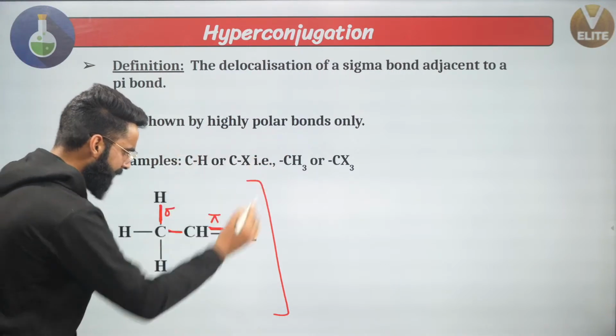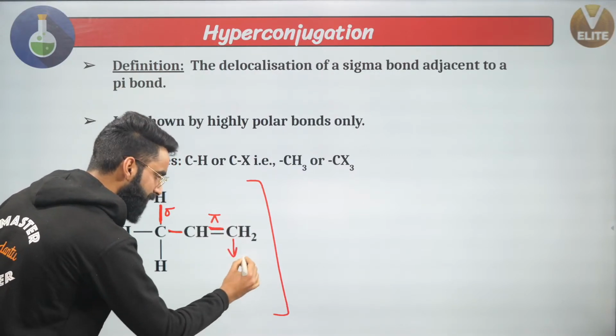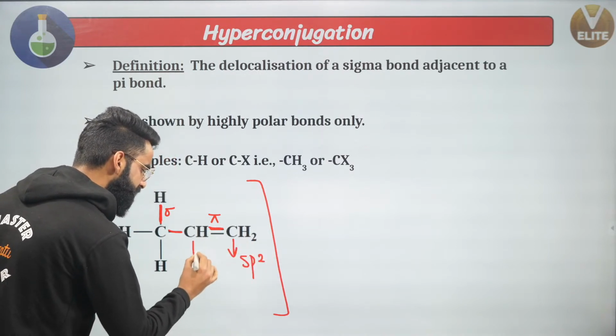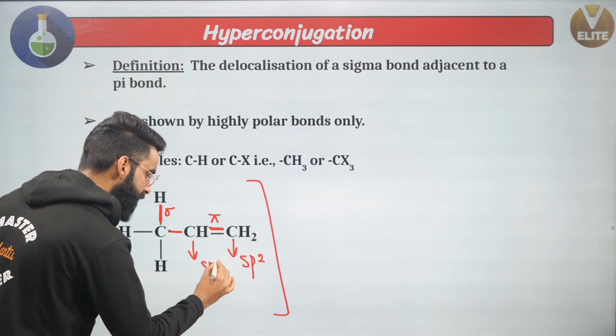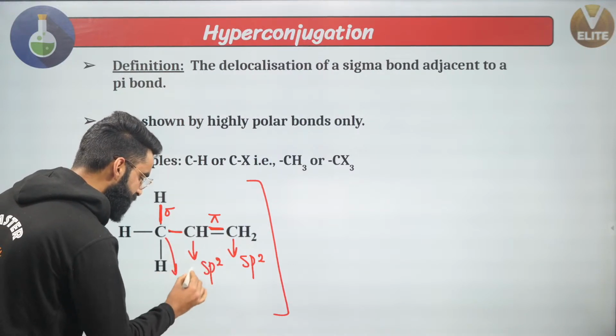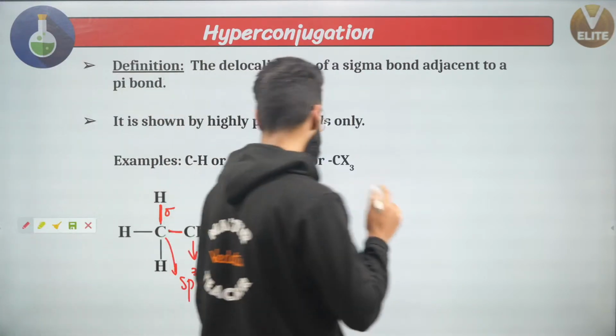Guys, if I ask you about the hybridization of this carbon right here, you are going to tell me its hybridization is sp2. What about the hybridization of this carbon right here? It's again an sp2 hybridized carbon. What about this carbon right here? It is simply an sp3 hybridized carbon. Let me make its proper structure by means of valence bond theory.